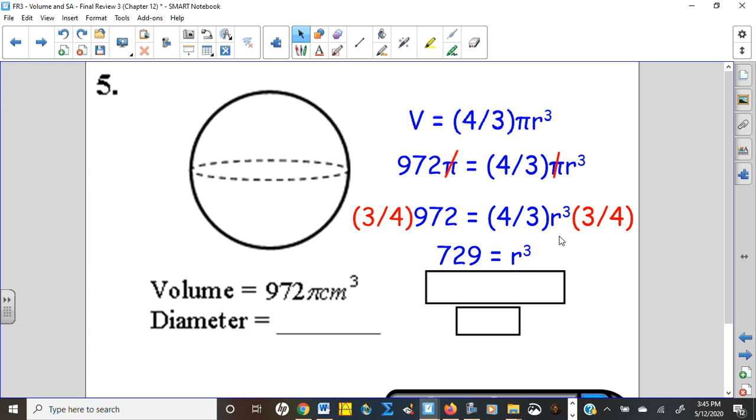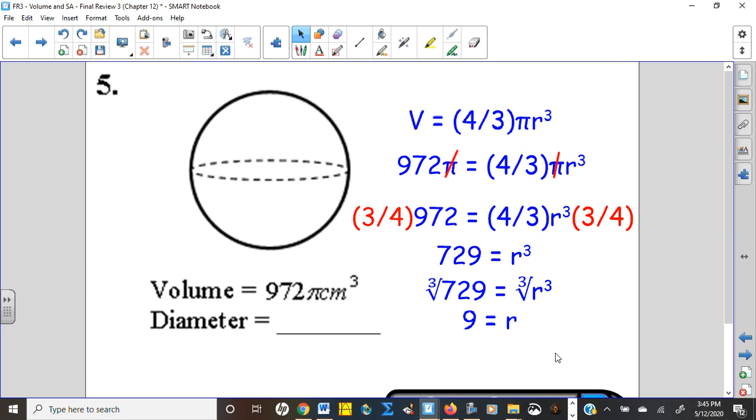Don't take the square root of 729 because that won't undo a cube. You got to take the cube root of 729. And so we end up with 9, but that's not your answer. Because remember they asked for the diameter. Got to double that to get to the diameter.